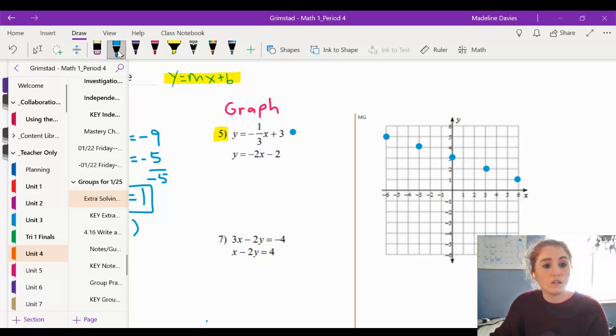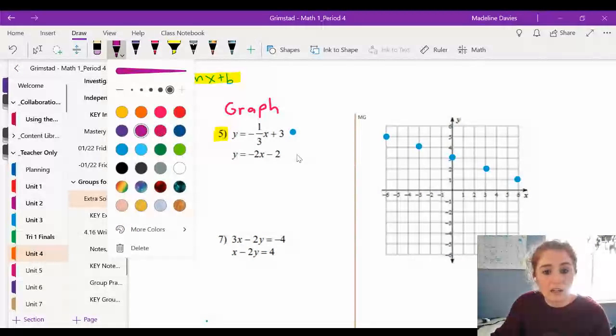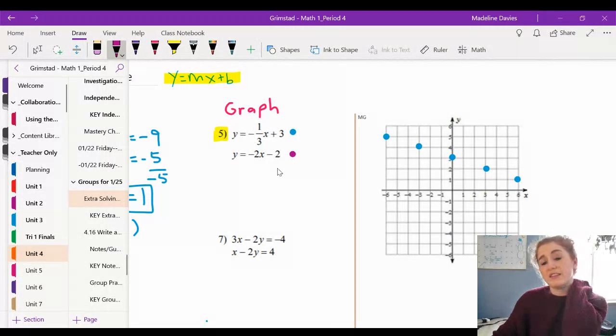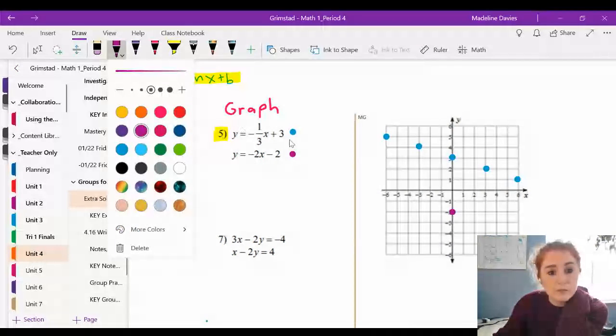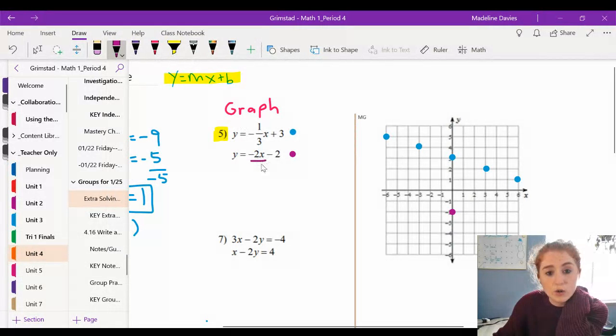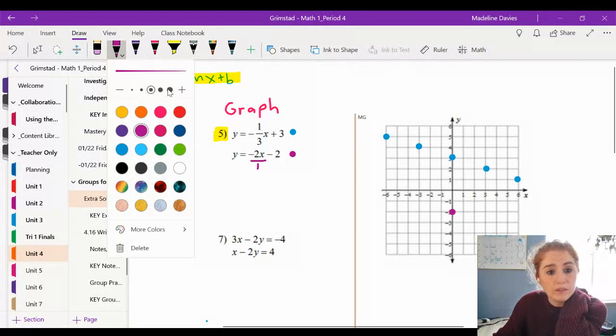Great. And then I just have to do my second one. In this case, negative 2 is my y-intercept. So I go to the y-axis, go down to 2, put a little dot there. And then my slope is negative 2, or if you remember from so long ago, negative 2 over 1. Because any number could be made a fraction if you just divide it by 1.